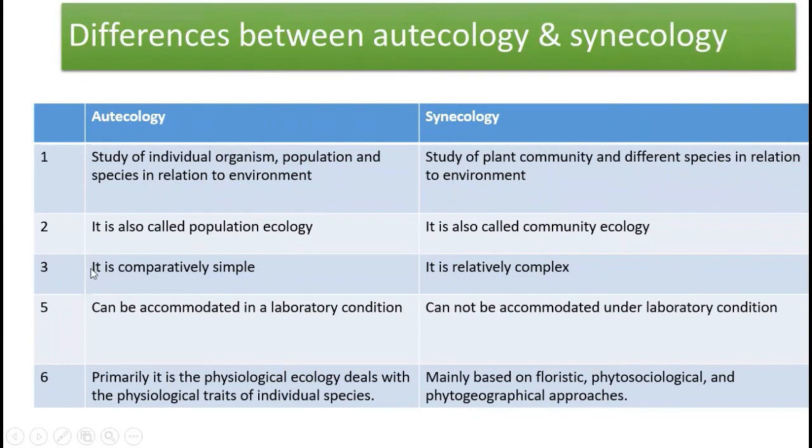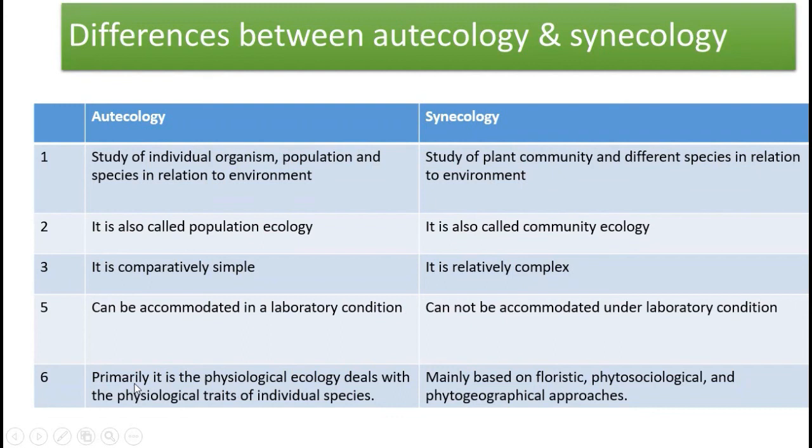And autecology is comparatively simple because there is only a single species. Synecology is comparatively a complex process. Autecology can be accommodated in laboratory conditions, but synecology cannot be accommodated under laboratory conditions.